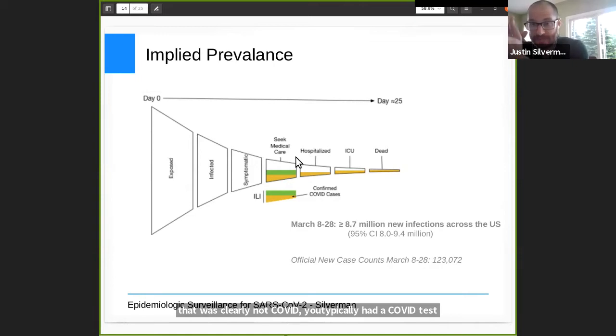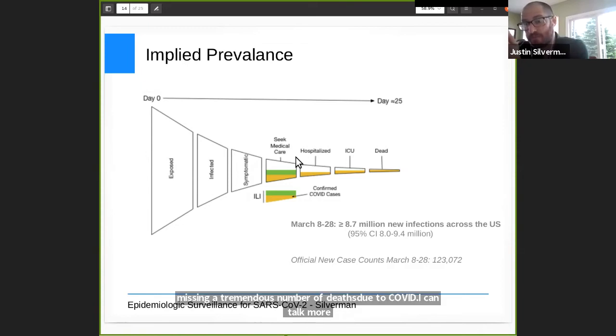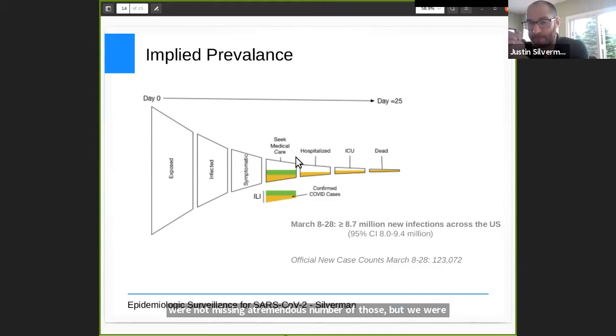I can talk more about that because there were some mixed reports coming out early on, but in the US at least, we weren't missing a tremendous number of those. But we were missing a lot of people, for example, who went to see their physician and didn't get tested. That point will come back a little later.